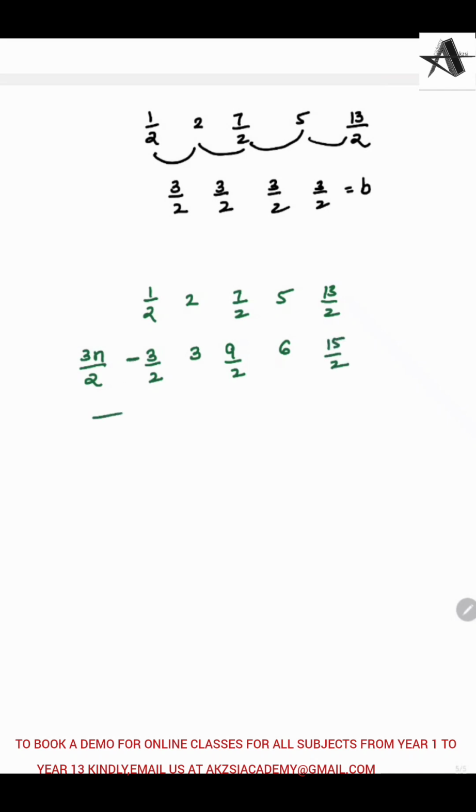Subtract it. Half minus 3 over 2 is negative 1. 2 minus 3 is negative 1. 7 over 2 minus 9 over 2 is negative 1. Negative 1 and negative 1. This is equal to, there it was b, it's c. Simple. So c is negative 1.